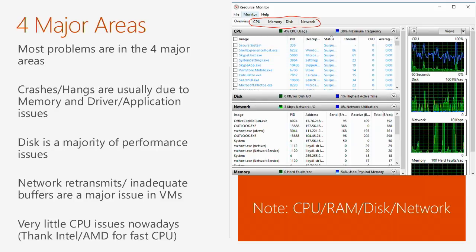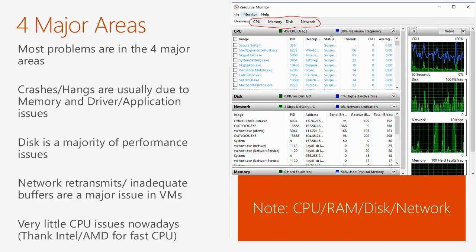Why? Because if your disk is slow, it usually doesn't cause a crash. That's the standard answer. This is usually a majority of performance issues. Most of the performance issues you're going to get comes from the disk, right? Network retransmits and inadequate buffers are a major issue in VMs. This is highlighted actually in a few places. It's just that it's not well known in the public, all right? So we'll talk about that in one of my case studies.